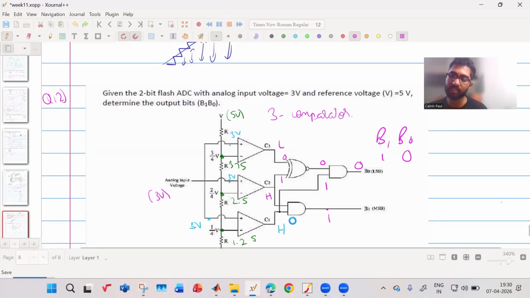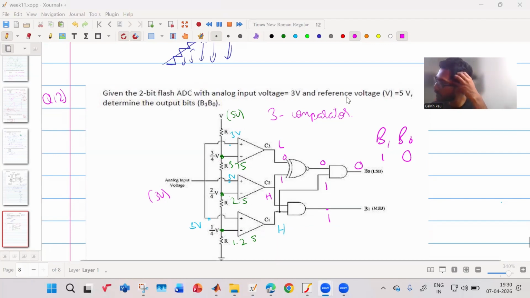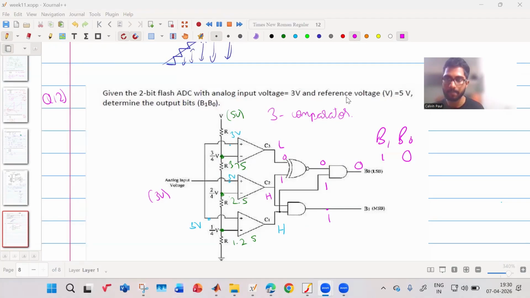This is the question regarding the Flash ADC. So till here, do you guys have any query? Any issue, any doubts? Okay, summarize the Flash ADC part for the entire session.